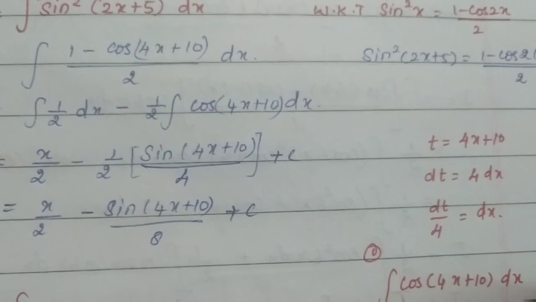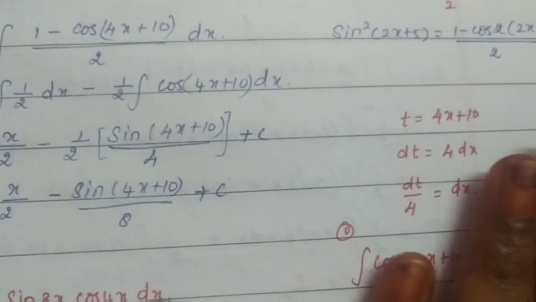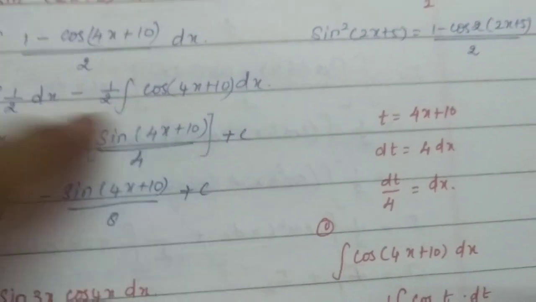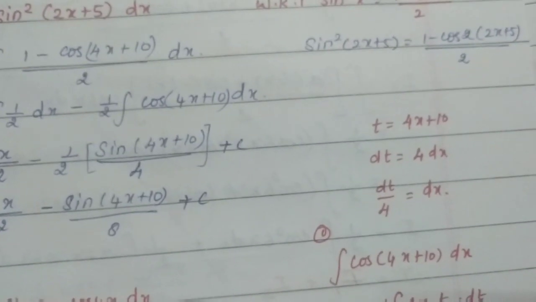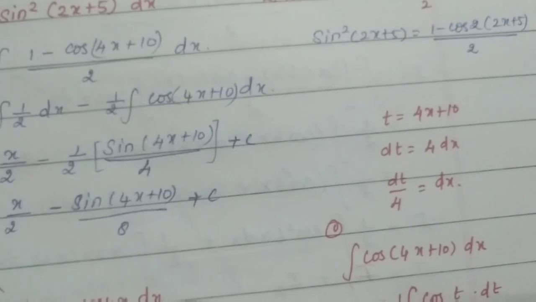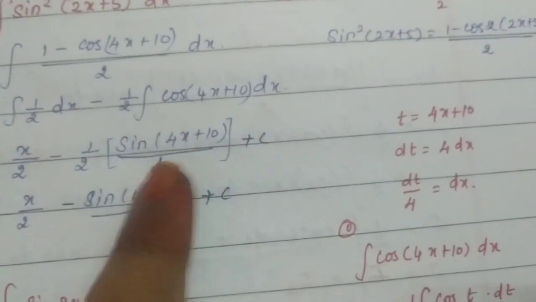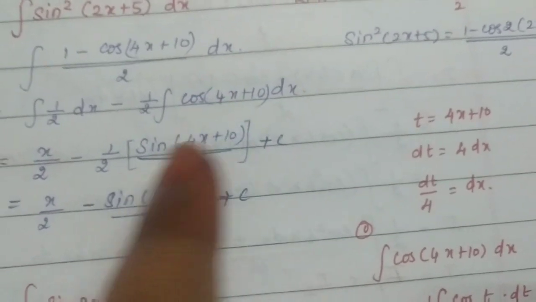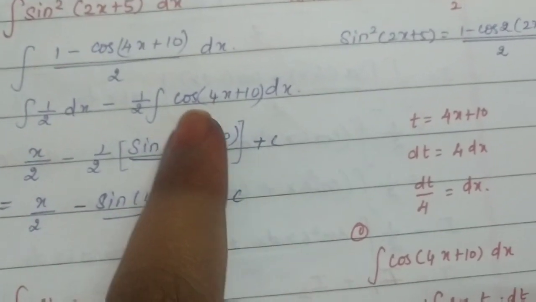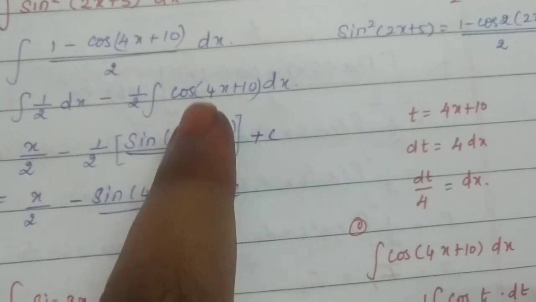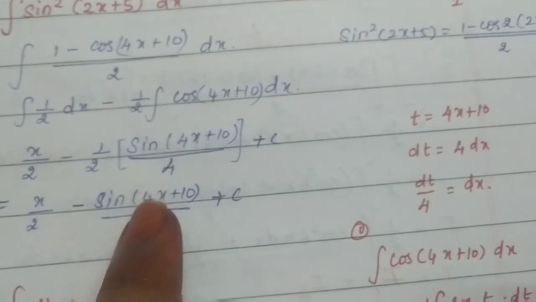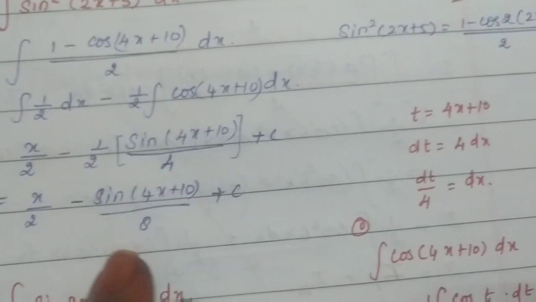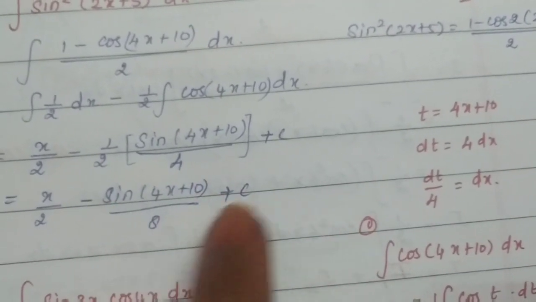If you are confused with that, you can go for the substitution method. Otherwise, I already told you in the first exercise, whatever is the coefficient of x, you are going to divide by that constant. The integral of cos x is nothing but sin x. So you are writing sin of 4x plus 10. What is the coefficient? 4. So you are dividing by 4. After that you multiply this 1 by 2 with that. So you will be getting sin of 4x plus 10 by 8.